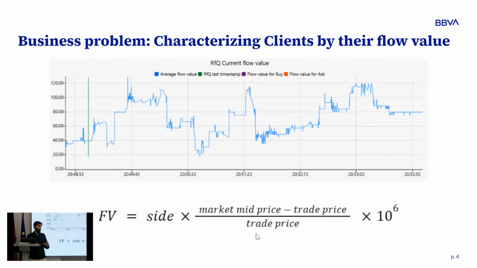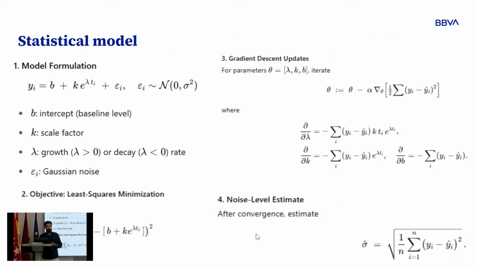The request from the trading desk is: can we characterize clients? Can we say we have specific clients doing this kind of flow and others another kind of flow? This is what we are going to solve with a statistical model, which is basically a model fitting.